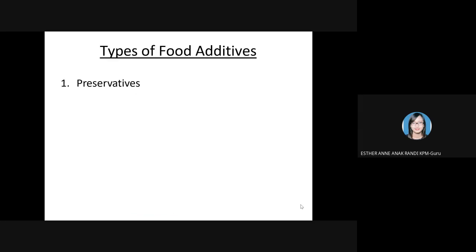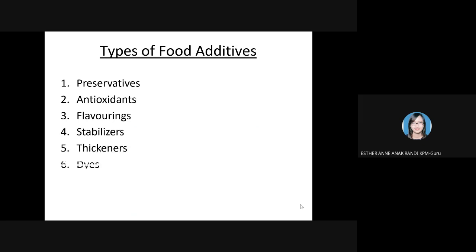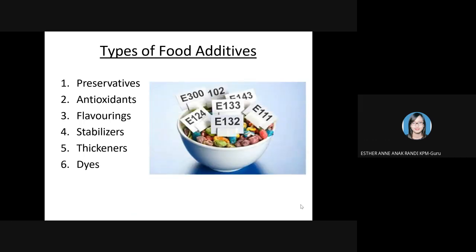So there are in total 6 types of food additives. Okay, try to remember a few of them. No, sorry, then their names and also example. So at least one food additives, one example. So one is preservative, pengawet. Second is antioxidants. 3 is flavorings, stabilizers, thickeners, dyes. Okay, thickeners lah. Alright, so all together 6.